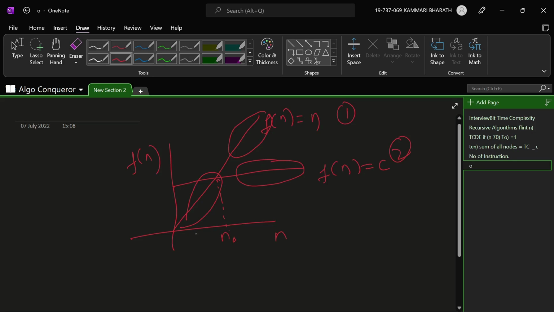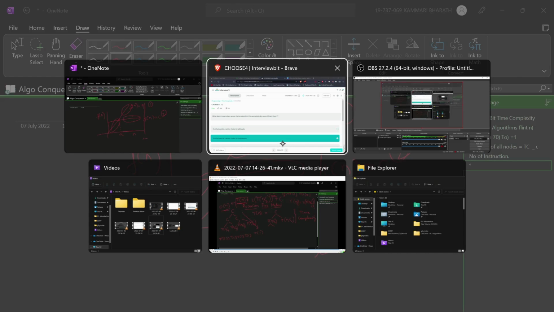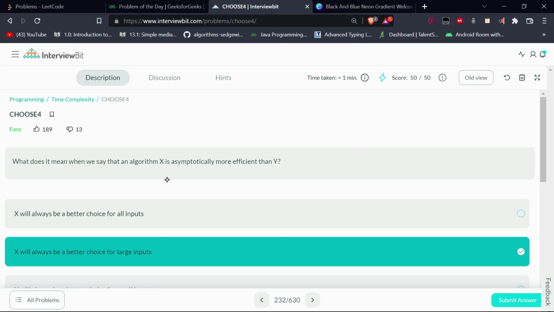So basically, we don't care about the smaller inputs. We just care about the larger inputs. How is the function growing for larger inputs? So we only consider larger inputs. So what can we derive from this? For larger inputs, the second function is less effective compared to the first function. So the question is asking, what does it mean when we say that an algorithm X is asymptotically more efficient than Y?